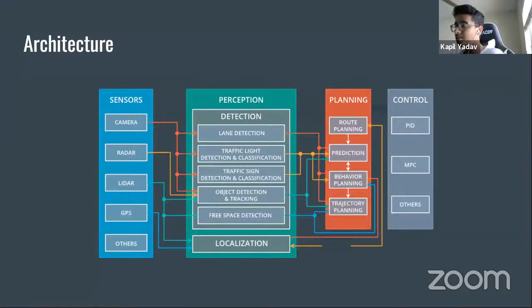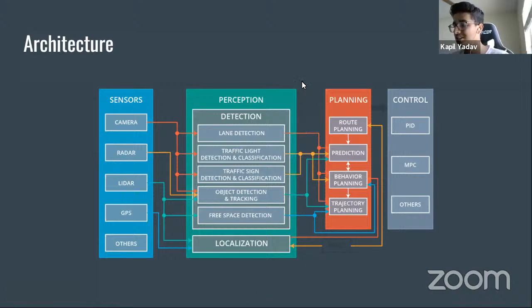So on the screen you have a general architecture of what a self-driving car looks like. And so you have sensors. So you have camera, radar, lidar. Lidar, I'm going to go into depth on in a second. Then you have GPS, and then you have other sensors. These are your inputs, and these inputs are passed into this perception module.